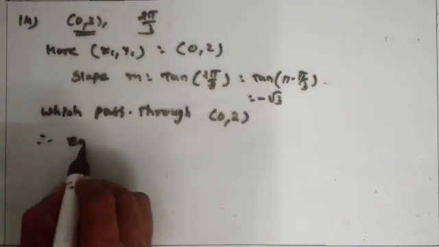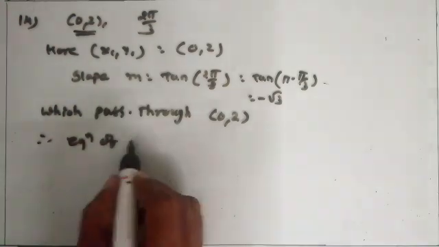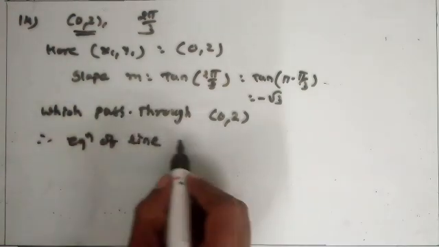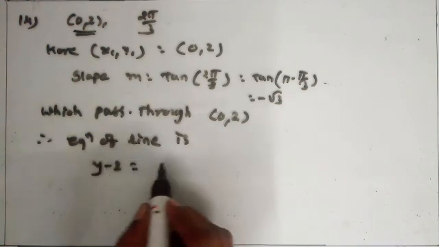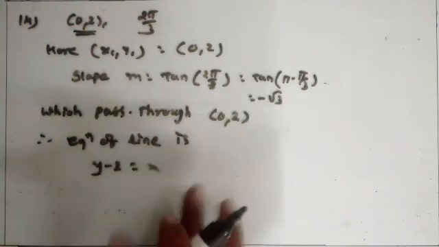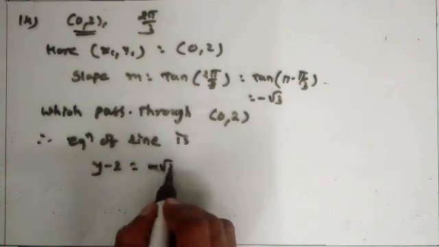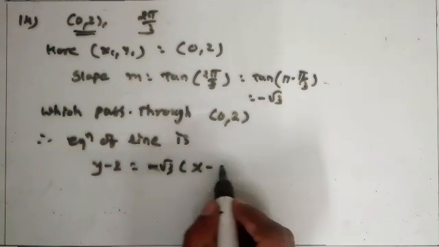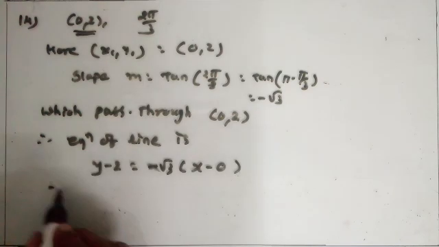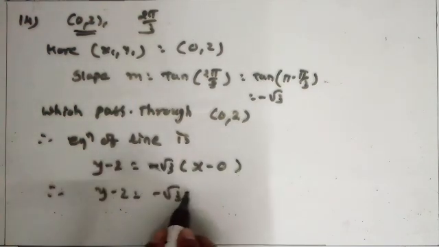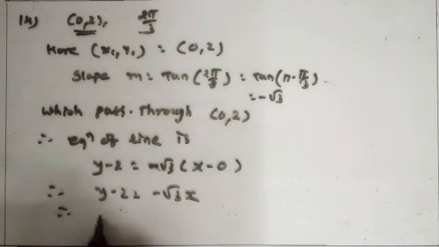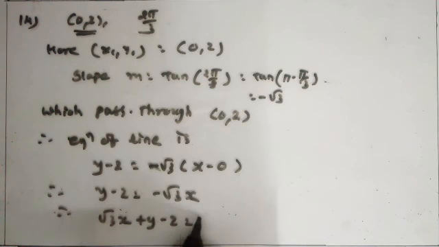Therefore, the equation of line is y minus 2 is equal to m, that is minus root 3, into x minus x1, which is 0. Therefore, y minus 2 is equal to minus root 3 into x. So simplify this: root 3 x plus y minus 2 is equal to 0.